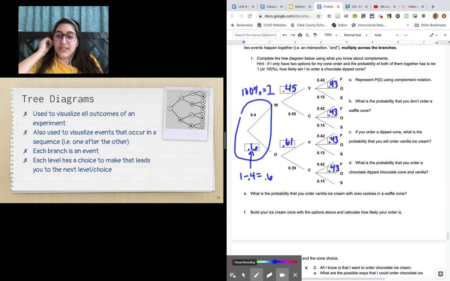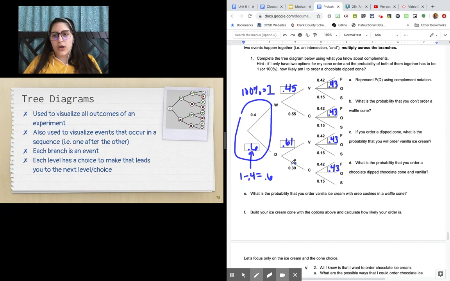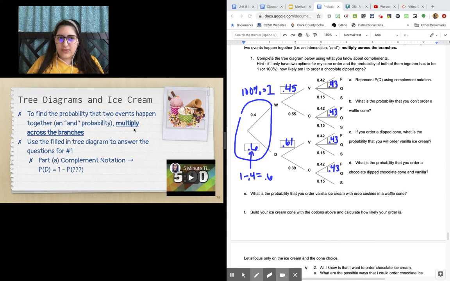Alrighty, so check your answers against mine. I got 0.45 for this top vanilla value. I did 1 minus 0.55 to get that. I got 0.61 for the bottom tier of the bottom cluster of branches for that second level. Notice again that these two values, when I add them together, give me 1 or 100%. And then you got 0.43 for the Oreo probability. So now that we have our tree diagram filled in, let's use it to figure out some probabilities.